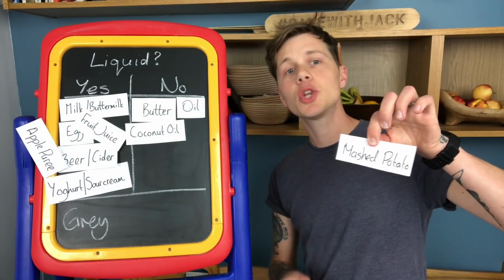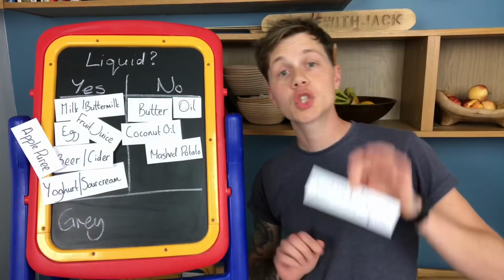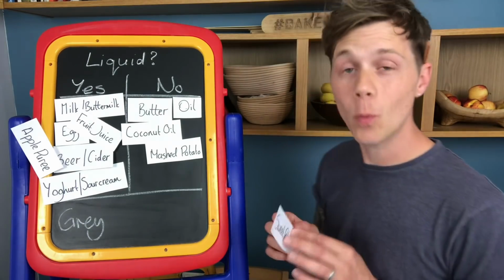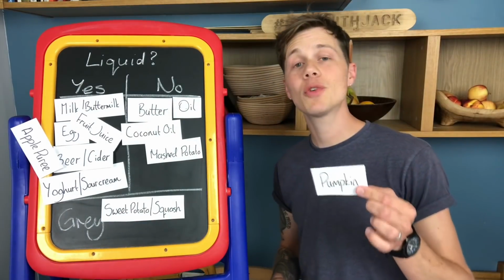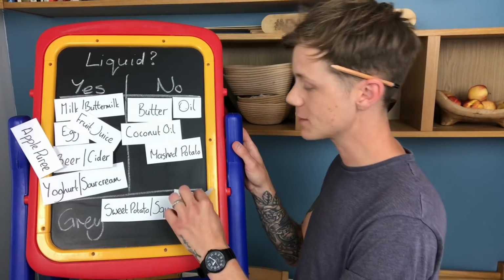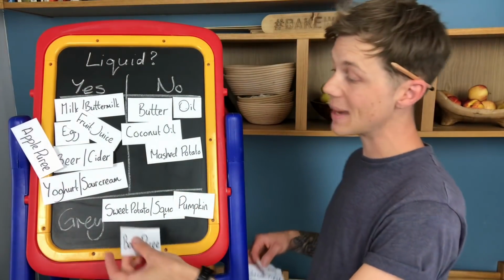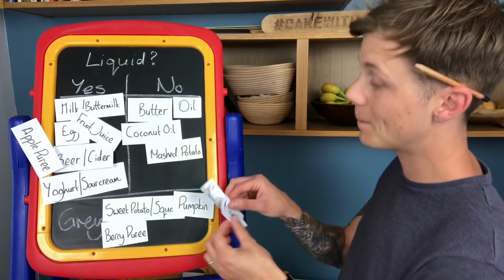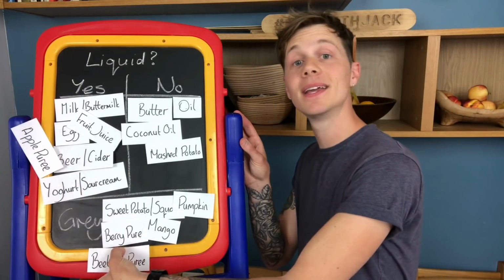Mashed potato I would do by scooping out a jacket potato so it would be quite dry. Let's put it here. Sweet potato and squash is a little bit wetter than that, but that's up for debate. Let's put it in the grey area. Pumpkin puree is even wetter still. You could put it in with the water, but that's up to you. Let's put it in the grey area as well. This is where things get really wet now. I'm talking about berry puree, mango, beetroot is quite wet too. Let's put all these in the grey area and come back to them in a bit.